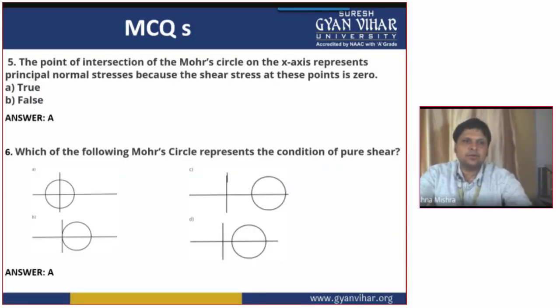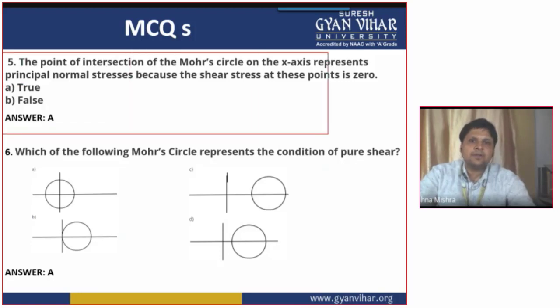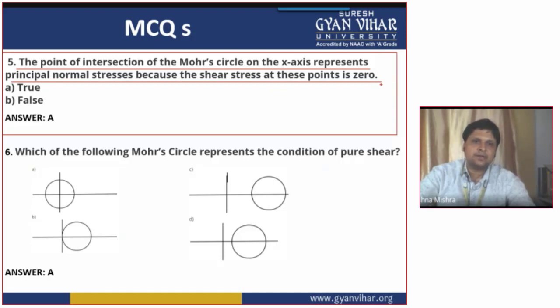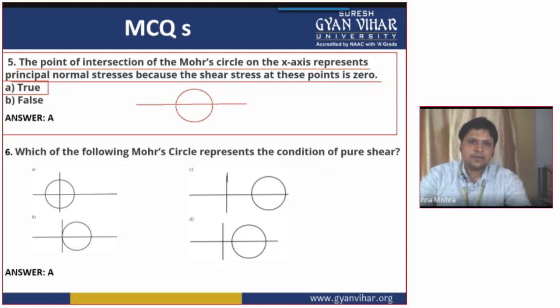Coming to MCQ number 5, the point of intersection of the Mohr circle on the x-axis represents the principal normal stress because the shear stress at this point is 0. Is it correct? Yes, it is correct. I will explain later, in the next video lecture, the points where the Mohr circle intersects the x-axis.